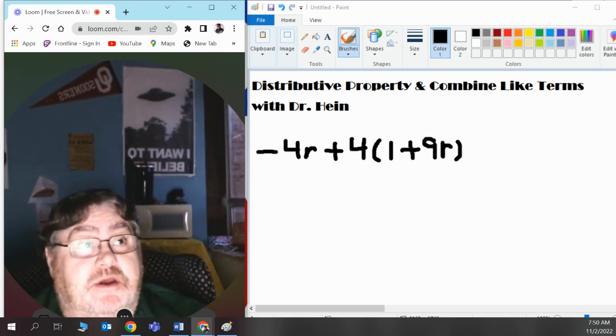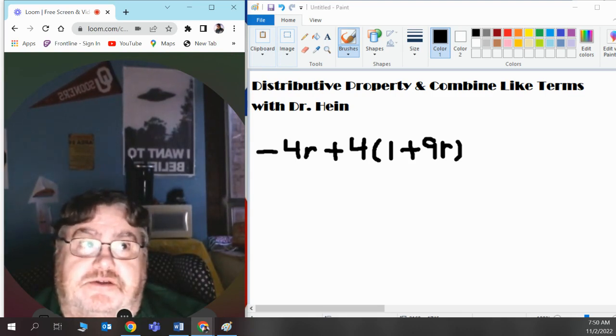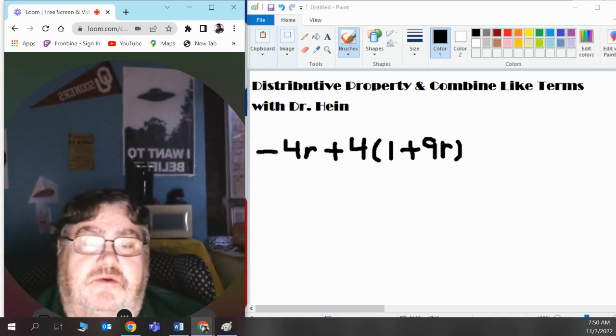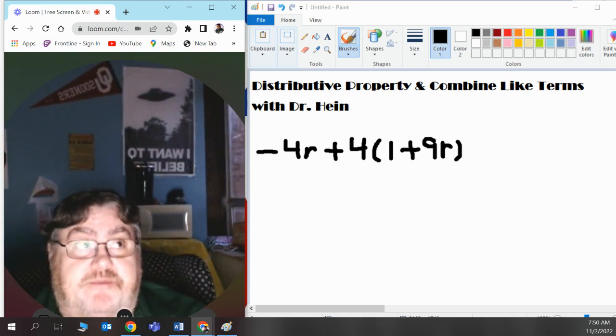To solve this, the first thing you want to do is follow the order of operations, where we do everything in the parentheses first, if possible, then any exponents, and then we'll multiply and divide from left to right, and then we'll add and subtract from left to right.